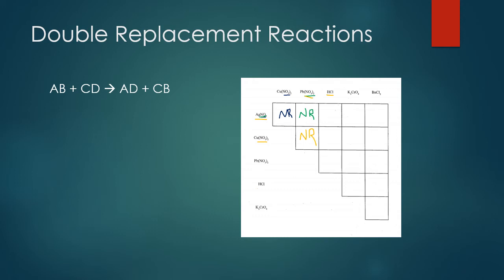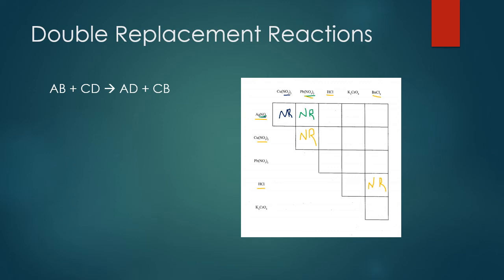Going through, we have HCl with BaCl2, they both have chlorine in them. So I would write NR. And that's all the ones that I see offhand.